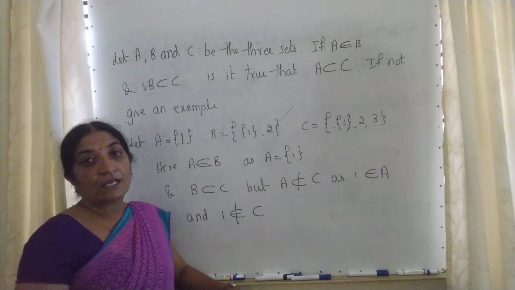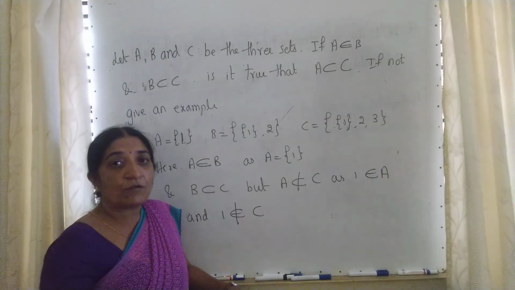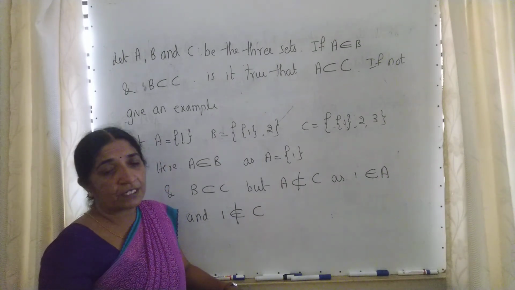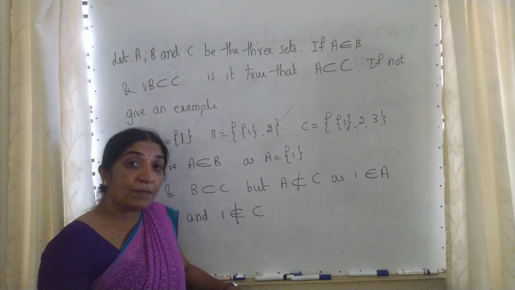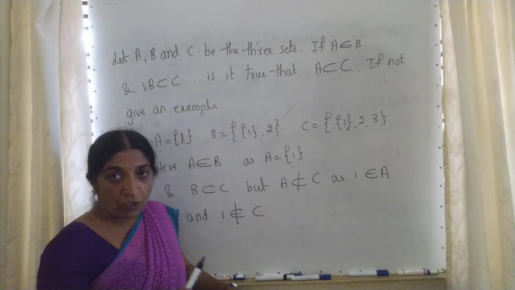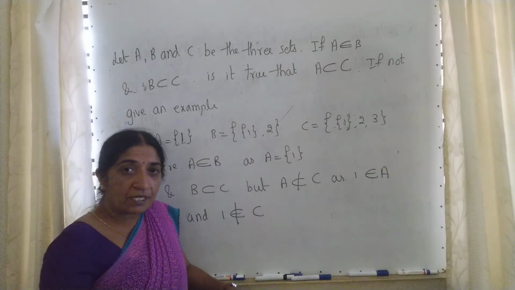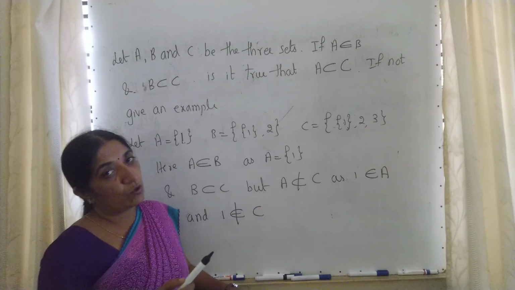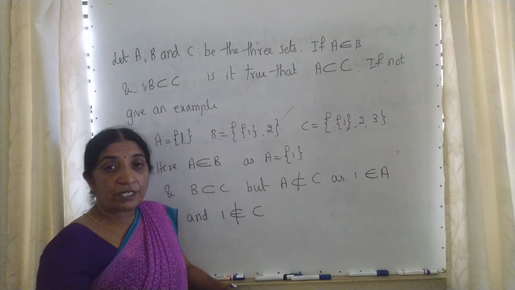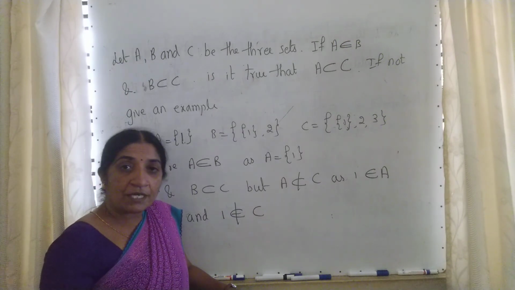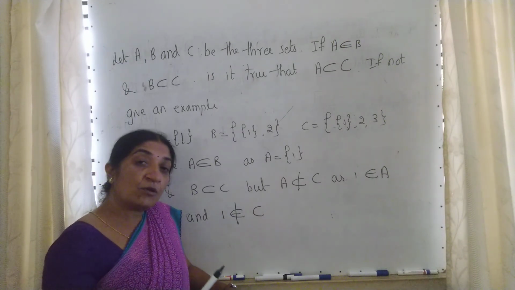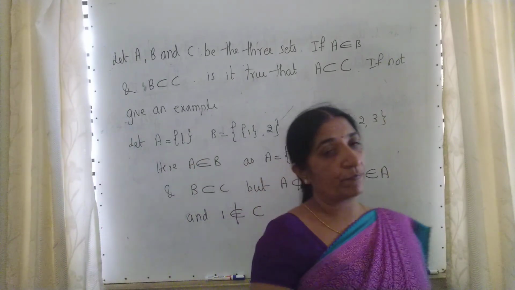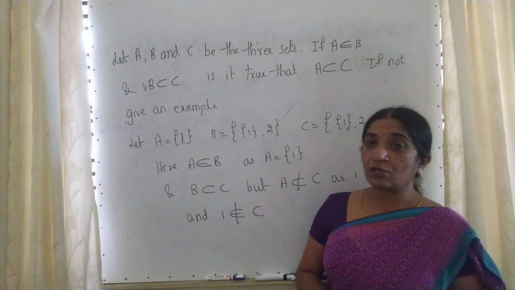Subset concept is very simple. What is a subset? If all the elements of set A are also the elements of set B, then A is called a subset of B. And one more thing you studied: if A is a subset of B and B is also a subset of A, then A is equal to B. And one more you studied: if A is a subset of B and A is not equal to B, then A is called a proper subset of B and B is a superset of A.